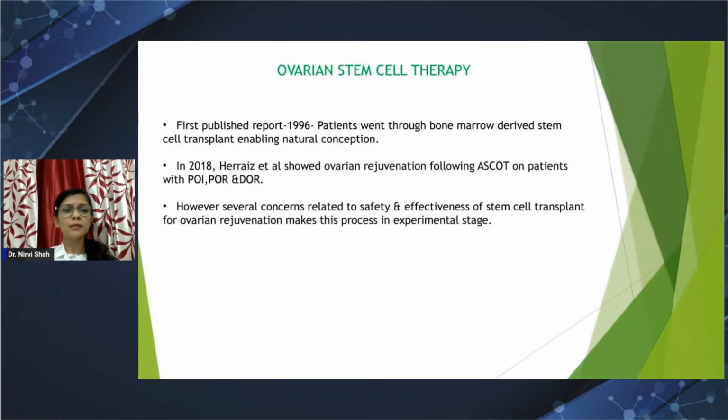So, ovarian stem cell therapy, the first report was done in 1996. After that, in 2018, they also did ovarian rejuvenation following autologous stem cell ovarian transplant on patients with POI, POR, and DOR. However, there are several concerns related to the safety and effectiveness of this stem cell transplant. So, out of all of these four, the ovarian PRP, that is platelet-rich plasma, is the least invasive and routinely started in patients of POR.